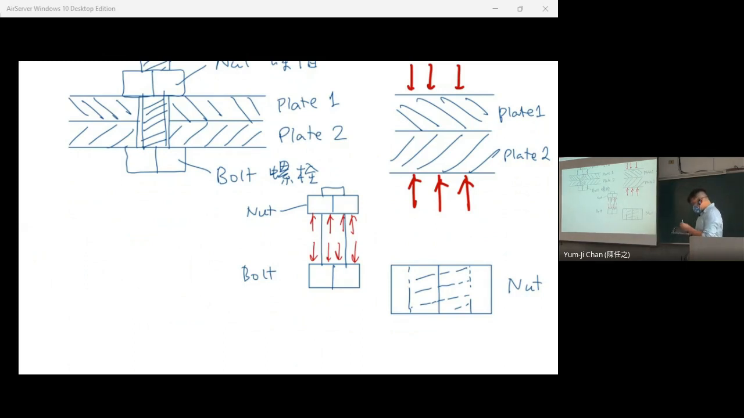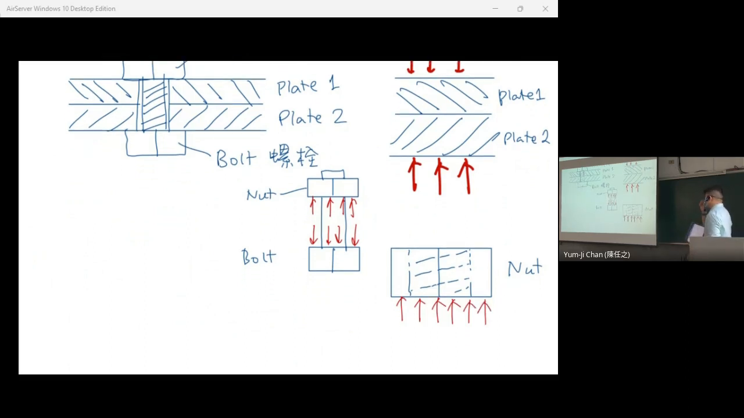Of course, the first thing is the force acting from the plate onto the nut, which is the red force here. But it should be in equilibrium, so the summation of F should be equal to 0. So how do we balance the force here?